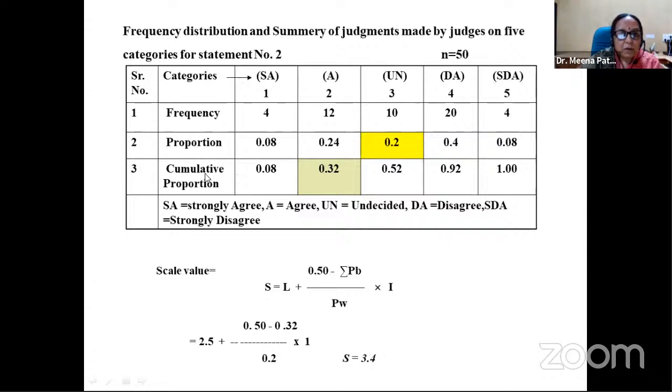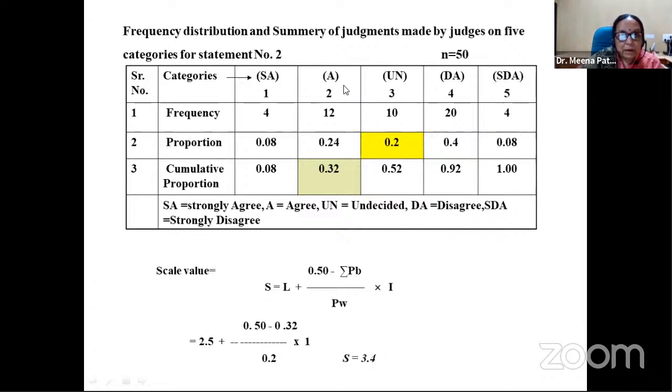Now cumulative proportion, how is it measured? It is the total of the previous column. Here the previous column value is 0, that's why the total is 0.08. In this column, the previous value plus 0.24 is 0.32. So the cumulative proportion will be 0.32. In the same manner, plus 0.2, so 0.52 in this column, and 0.4 again added to this one, so 0.92 in this column. And finally, the cumulative proportion of strongly disagree will be 1.